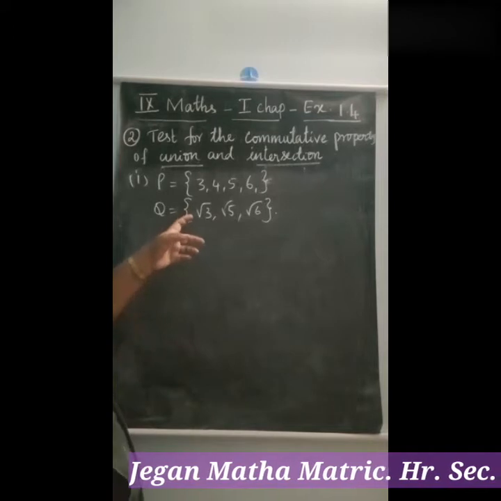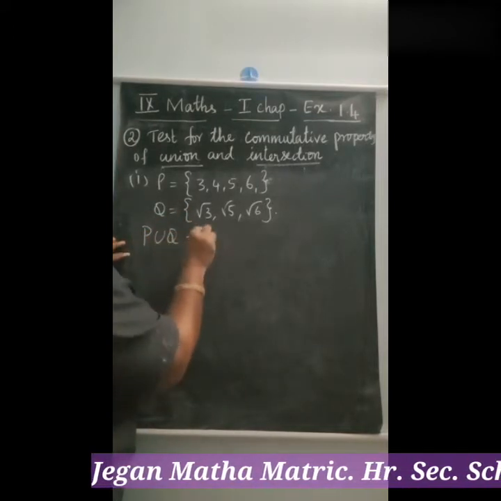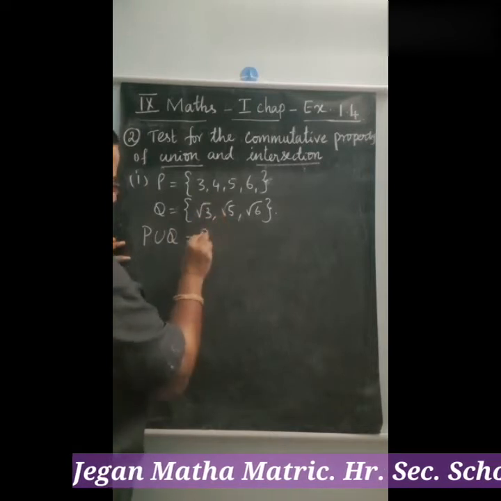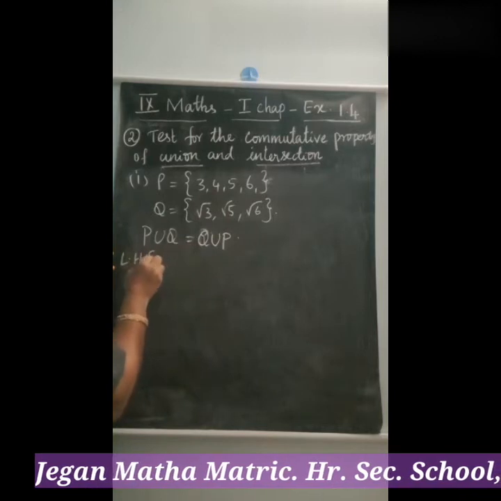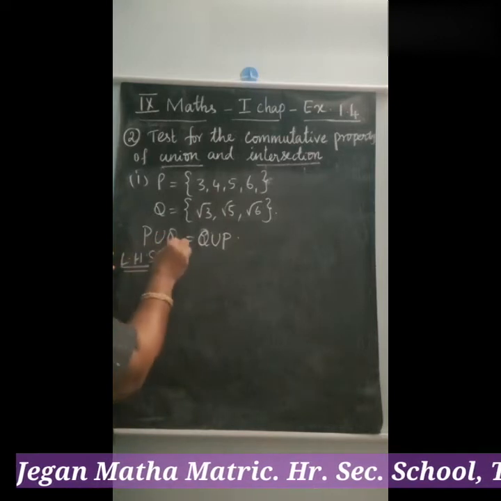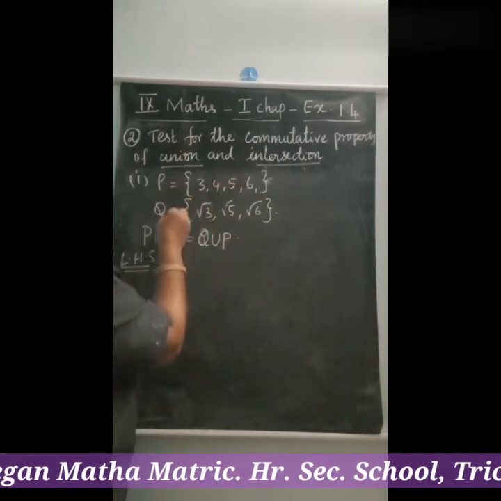Let us see the first one. P union Q is equal to Q union P. First take LHS. LHS is equal to P union Q. So you have to write combine together for P and Q set.